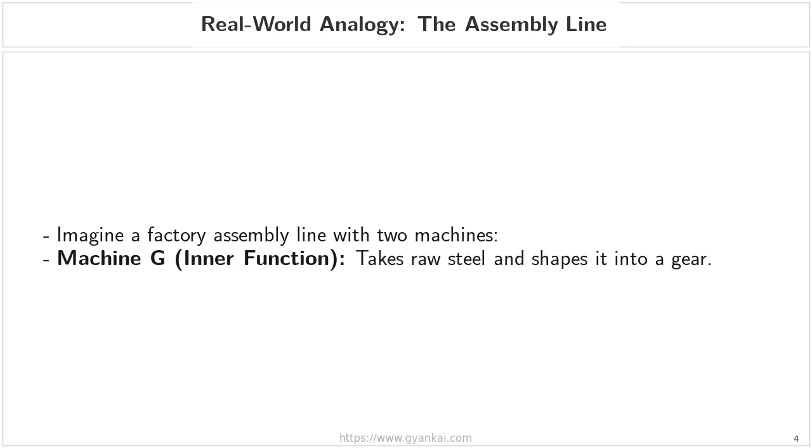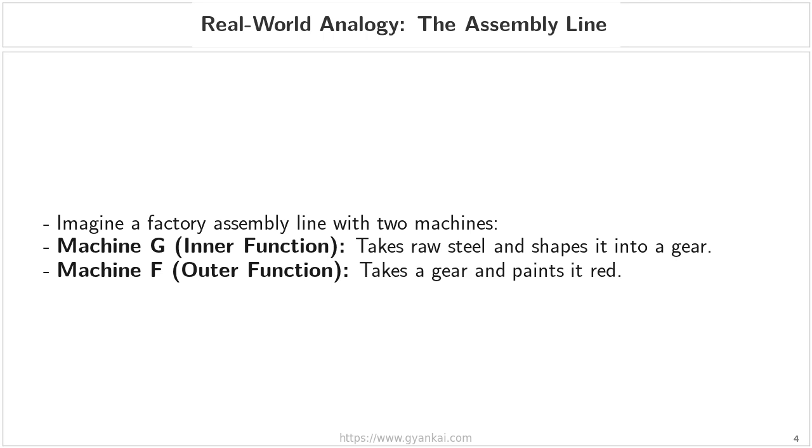Real-world analogy, the assembly line. Now that we have broken down the theorem into a two-step process, let us use a real-world analogy to make this concept more intuitive. Imagine a factory assembly line consisting of two machines. First, we have machine G, which represents our inner function. The role of this machine is to take raw steel as an input and shape it into a gear. Next, we have machine F, which represents our outer function. This machine takes the gear produced by machine G and paints it red.